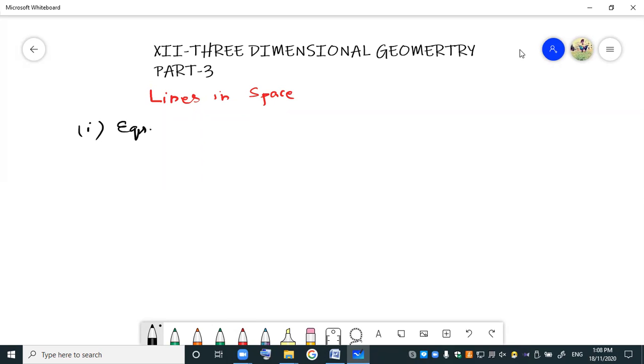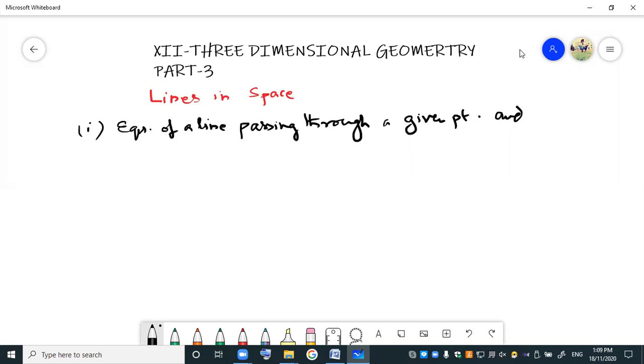Equation of a line passing through a given point. How to write this equation? Passing in 3D, passing through a given point and parallel to a given vector.